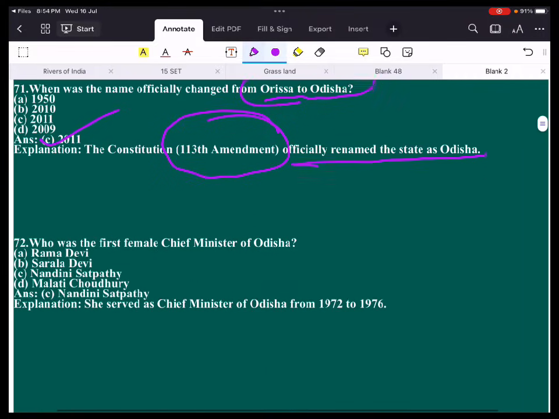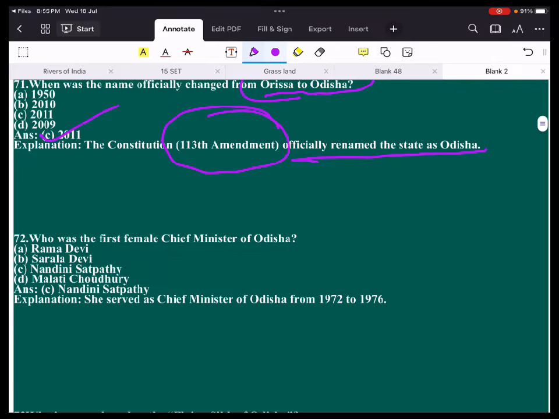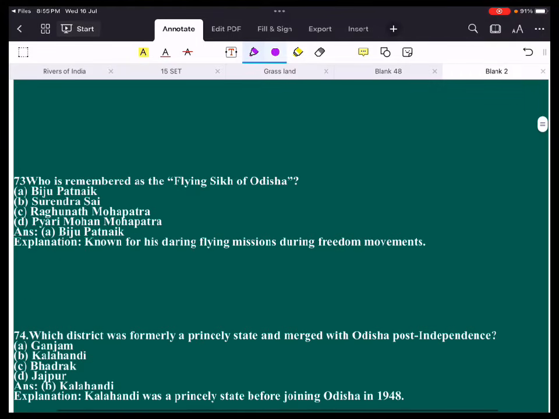Who was the first female chief minister of Odisha? Yes, Nandini Satpathy was the first female chief minister of Odisha. Option C. Question number 73. Who is remembered as the Flying Sikh of Odisha? That is Biju Patnaik. Option A. Known for daring flying missions during the freedom movement.